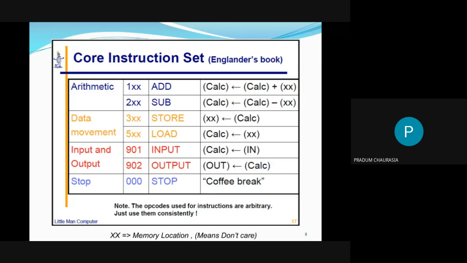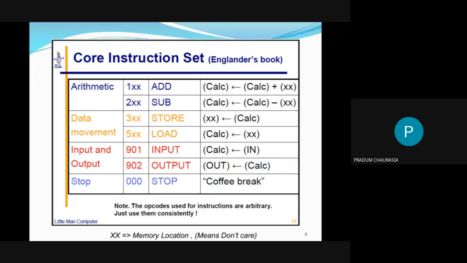So that's it. Data movement is also store and load. 3 stands for store, 5 stands for load. We always need a location when we are doing a data transfer. Store means from the calculator screen I need to put the value into the mailbox in the memory. So whenever the little man sees 3, he takes the value in the calculator screen, writes it on a piece of paper, and stores it in the location XX.